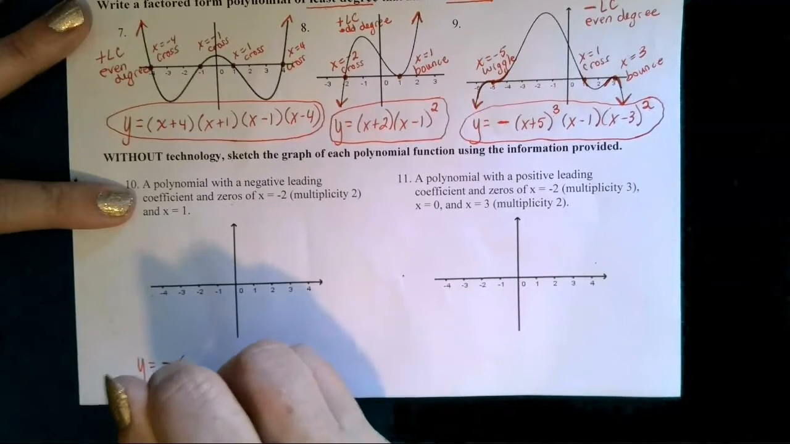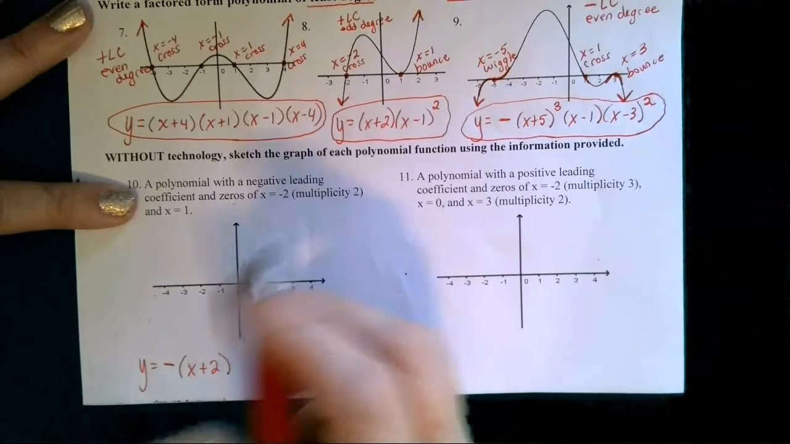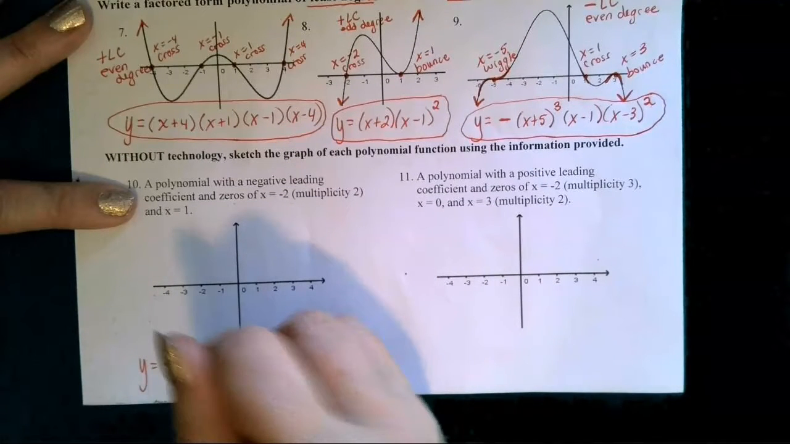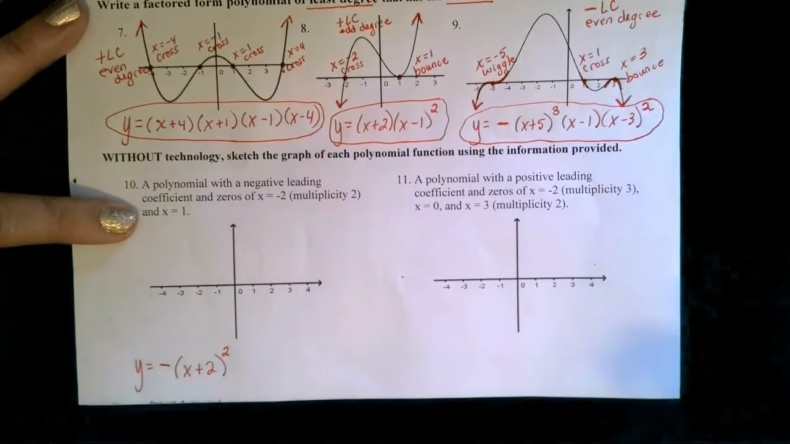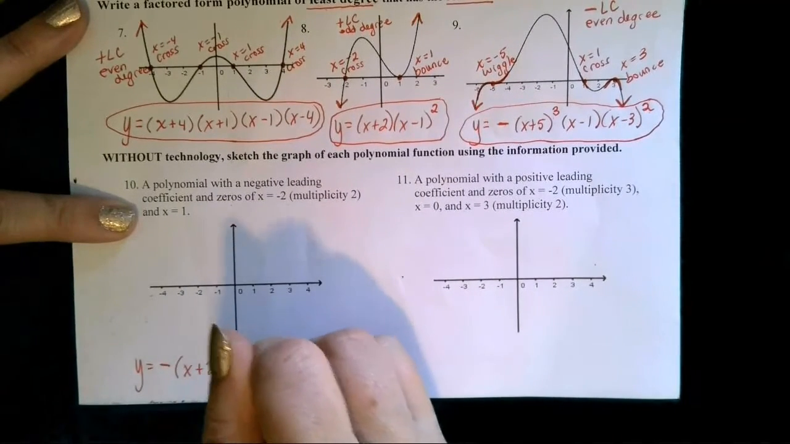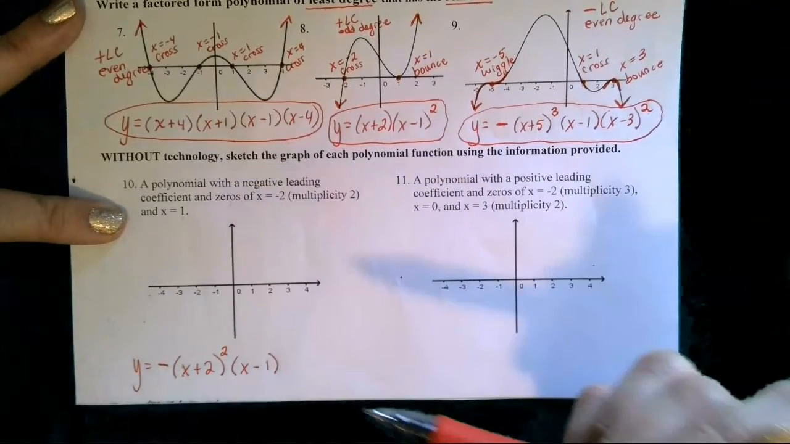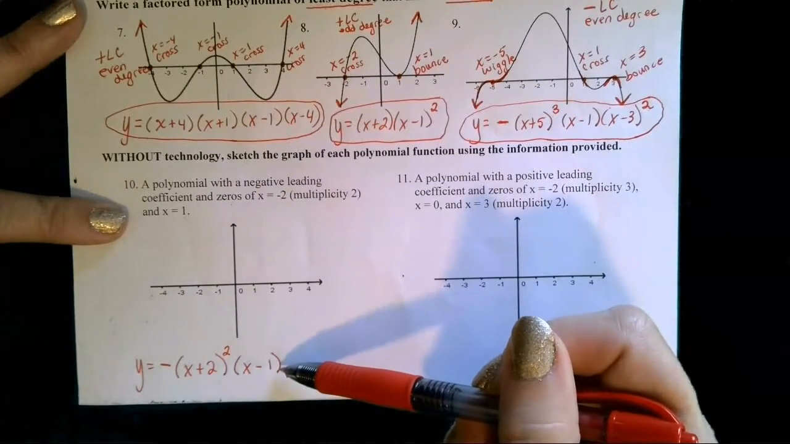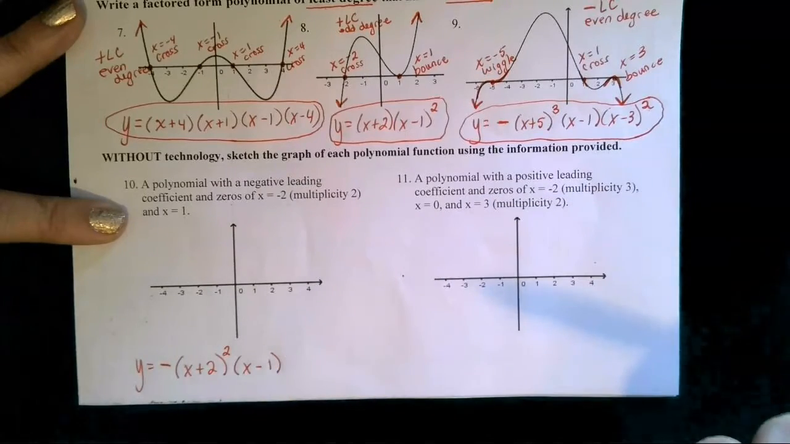So that would correspond to a factor of x plus 2, and since it's a double root, it's going to have an exponent of 2. And then x equals +1 would be a factor of x minus 1, and since it doesn't say there's any multiplicity, it's not a repeated root, that just is a linear factor and the exponent just stays a 1.